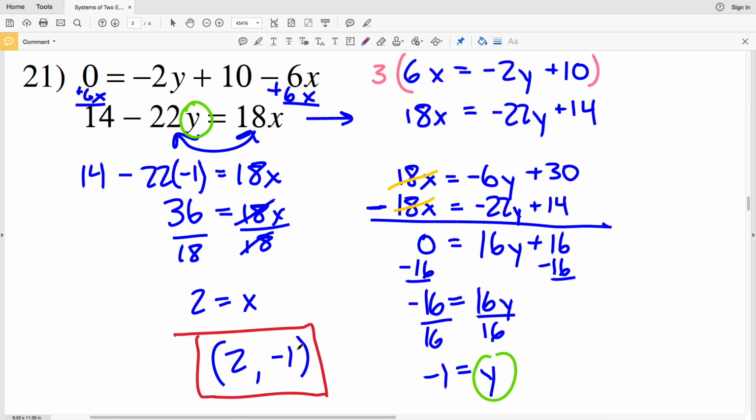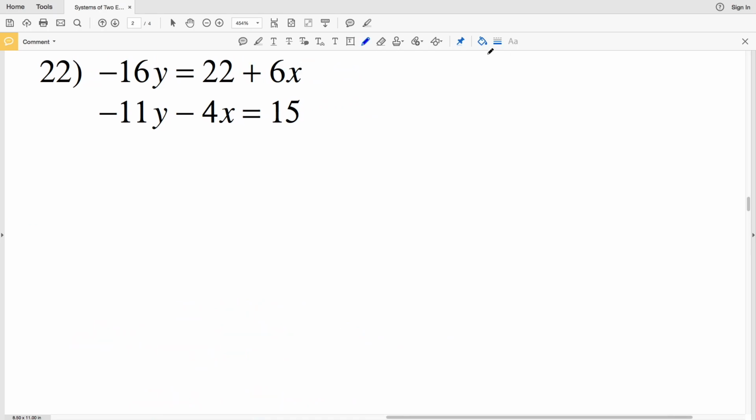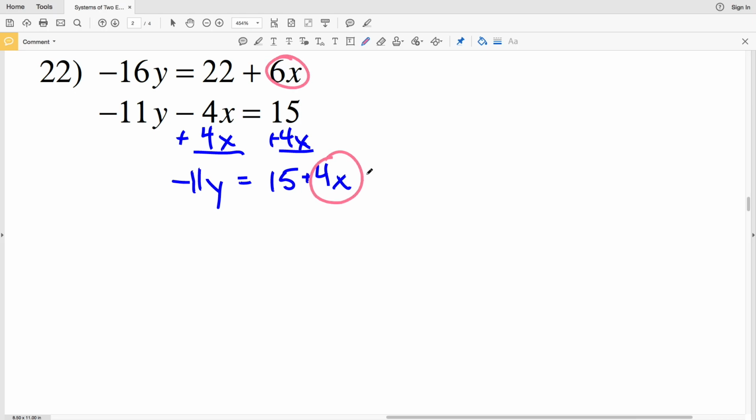Let's move on to number 22. In number 22, in order for these equations to be in the same form, I'm going to need to add 4x to both sides in this bottom equation. In doing that, I'll get negative 11y equal to 15 plus 4x. Now 6 and 4, in order to eliminate my x's, have a common multiple, and that's 12. I can multiply this first equation by 2, and I can multiply this bottom equation by 3 in order to eliminate those x's.